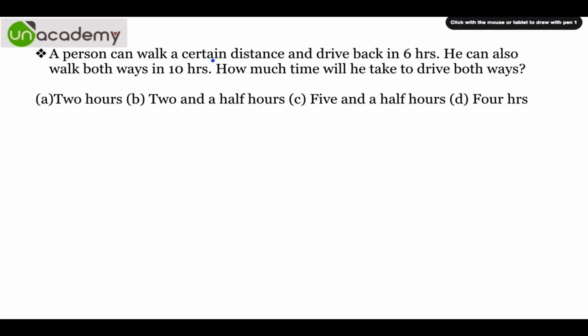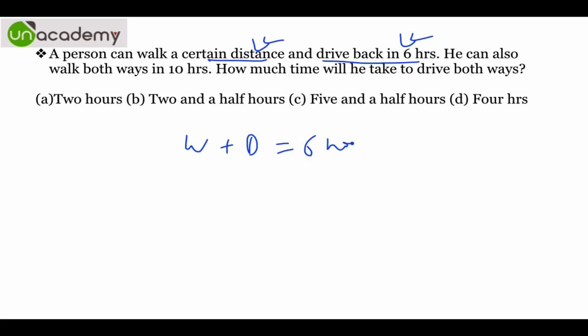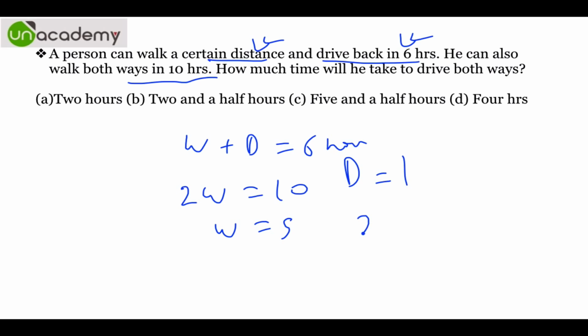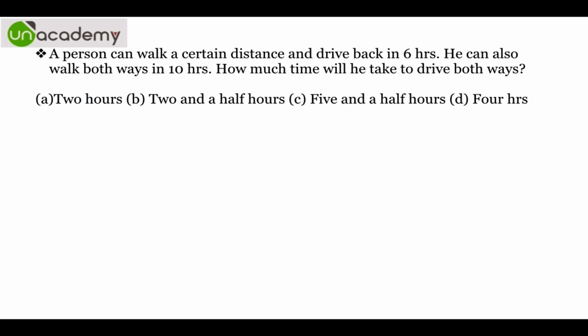A person can walk a certain distance and drive back in 6 hours. So walking plus driving equals 6 hours. If he walks both ways, it is 10 hours. So 2 walking equals 10, so walking equals 5, so driving equals 1, so 2 driving equals 2. So the answer is 2 hours. Very, very simple question.